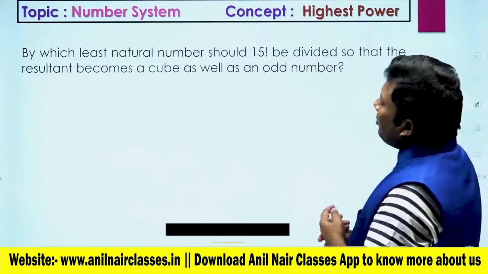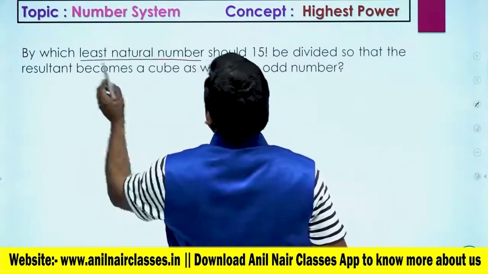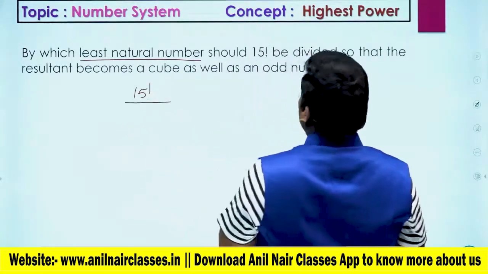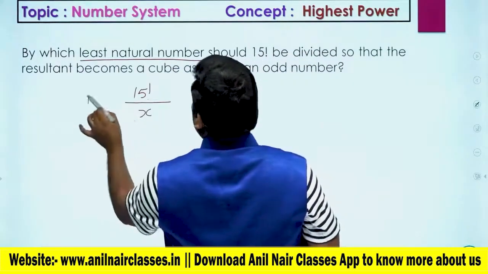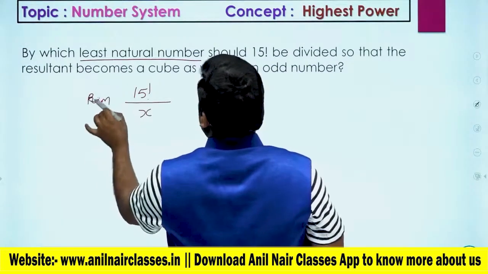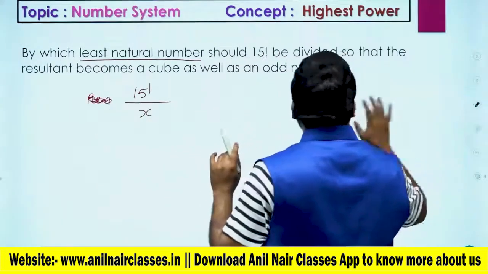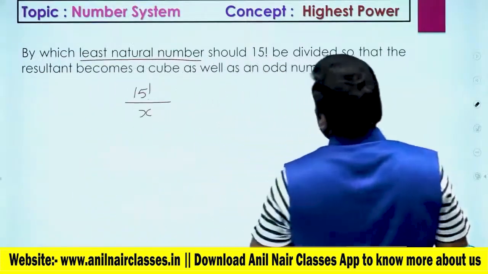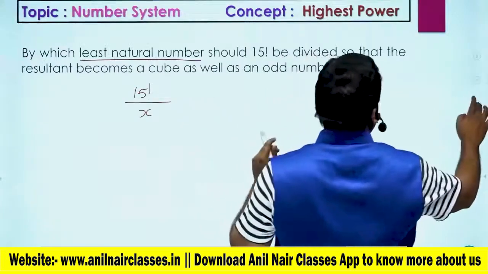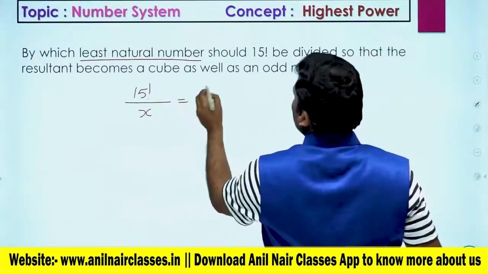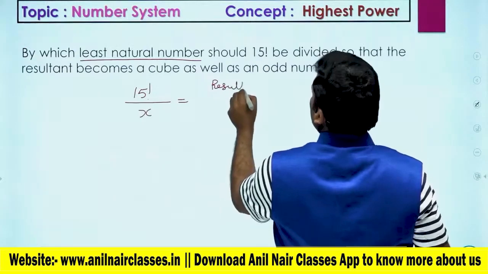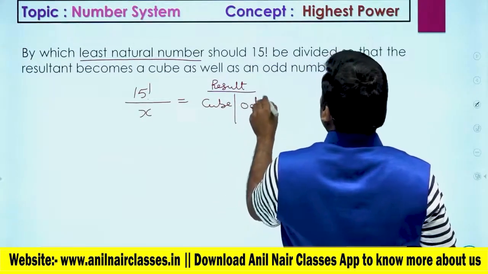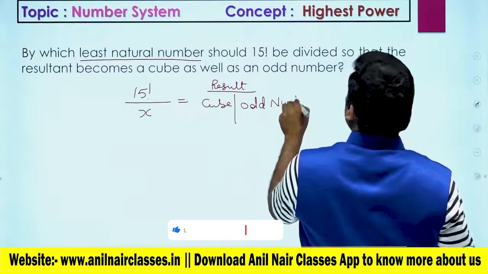Next question, by which least natural number, smallest natural number, should 15 factorial be divided? 15 factorial should be divided by which number such that the resultant is a cube as well as an odd number. It should be a cube as well as an odd number.